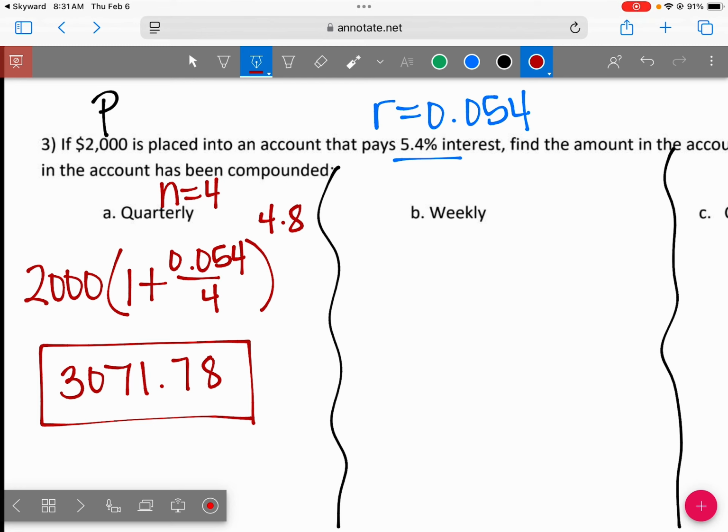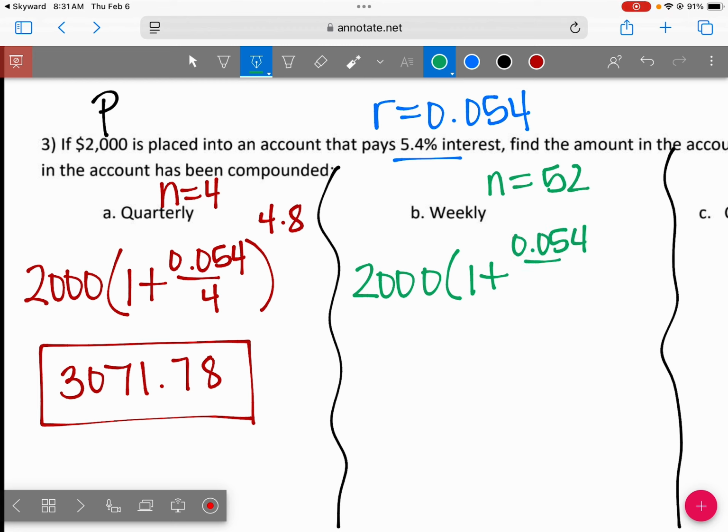Now part B is tricky. Who remembers how many weeks are in a year? 52, good. So N equals 52 for question B. So we have 2,000, 1 plus, and then we have our rate over 52. And then our exponent is 52 times 8. Go ahead, type it in. Again, it should be close to 3,000. If your answer is way more than 3,000, then you did something wrong. All of our answers should be 3,000 and some dollars.